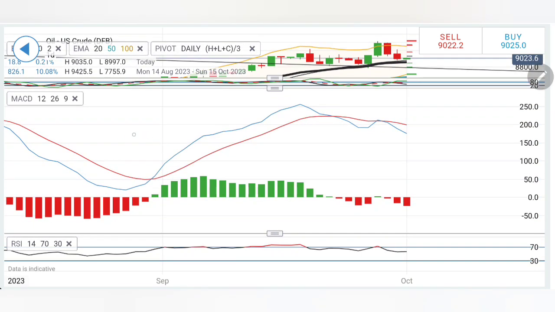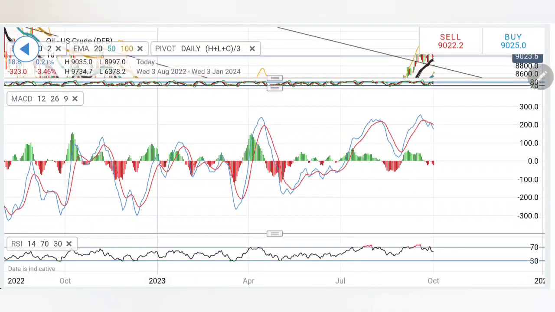Stochastic has dropped. MACD, now look at MACD. It has crossed over at the top, trading with divergence, trading at bearishness. Look at the formation here. Double top is done, and hence the probability for it to break on the downside is strong.